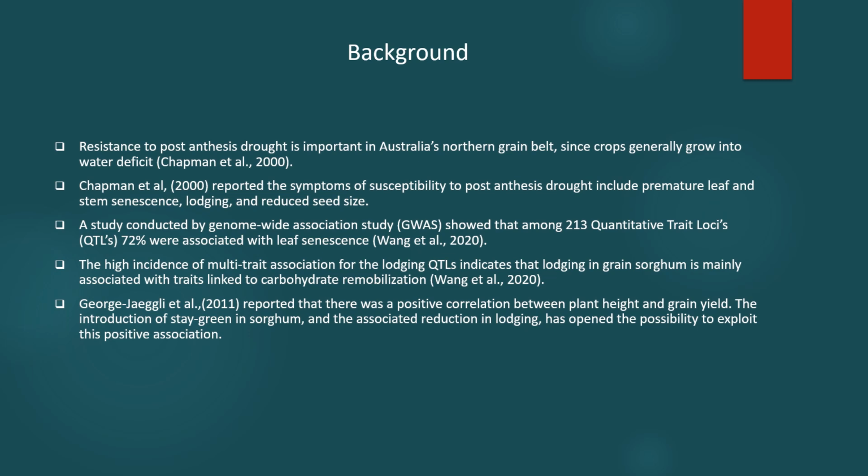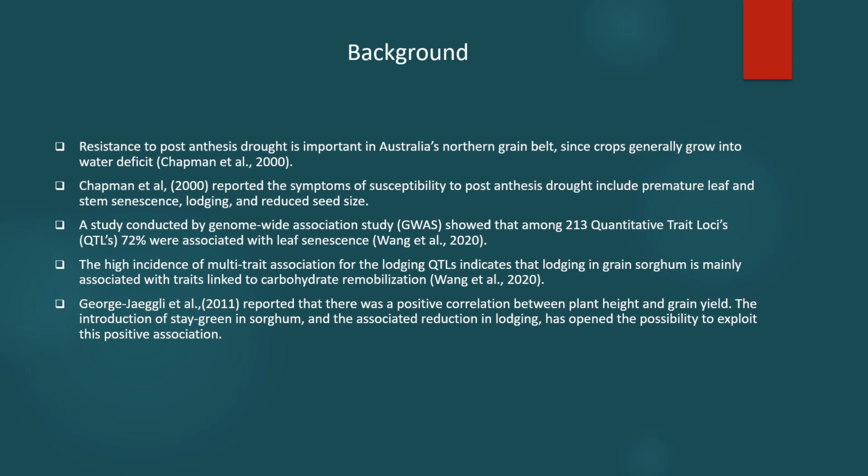This research contradicts the ideology of my research because in my research, leaf senescence is induced after flowering to remobilize carbon from tillers to main stem. But in the case of stay-green research, sorghum plants produce carbohydrate till maturity because of late season senescence. Positive correlation between plant height and grain yield has been reported for sorghum. The introduction of stay-green in sorghum and the associated reduction in lodging has opened the possibility to exploit this positive association.